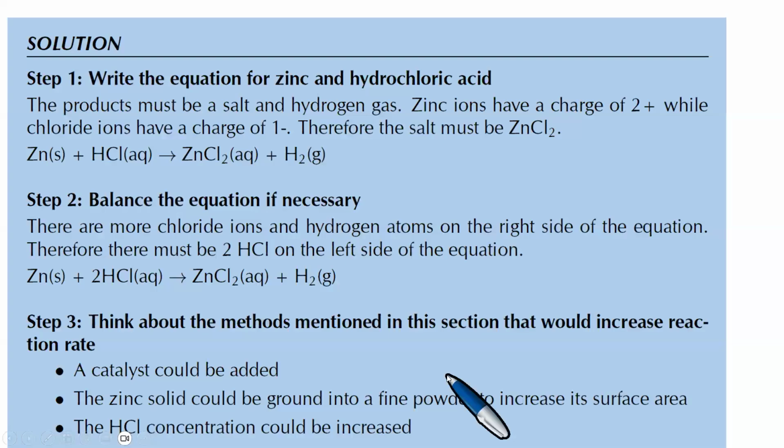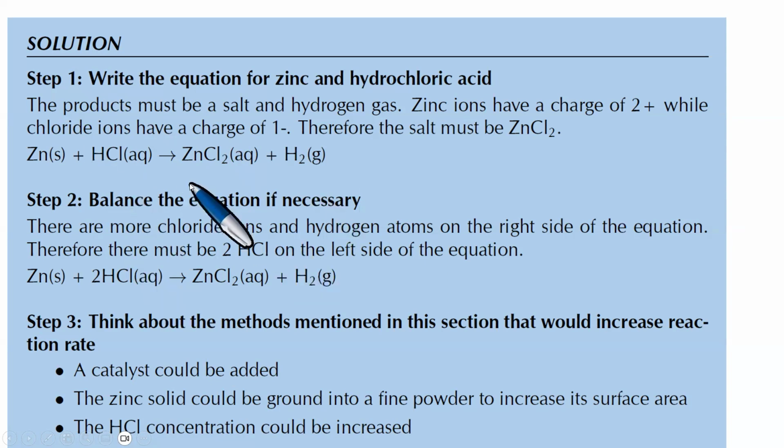The first step was to write down the equation for zinc and hydrochloric acid. How to write it down? We said if you react zinc with HCl, the products must be a salt and hydrogen gas, because we are reacting a metal with an acid. If you react a solid metal with an acid, you get hydrogen gas and a salt. Zinc ions have a charge of 2 plus, while chloride ions have a charge of 1 minus. Therefore, the salt must be zinc chloride, and hydrogen gas is produced.